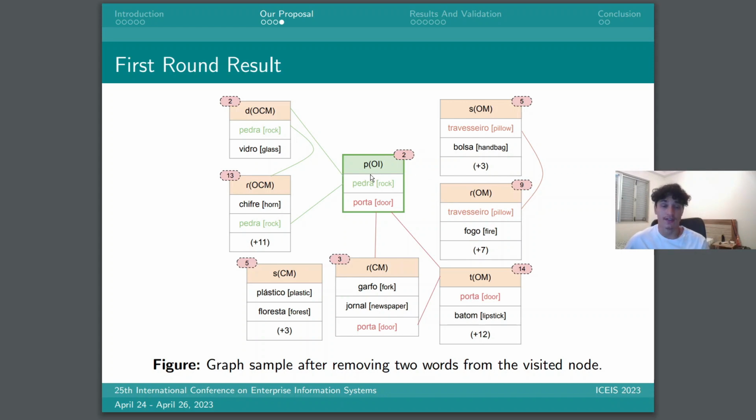This node here has only 2 words, and this is according with our criteria. This one too, and the other connections were removed because they don't exist anymore.